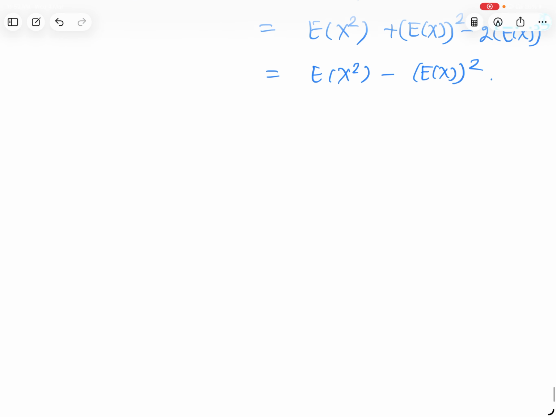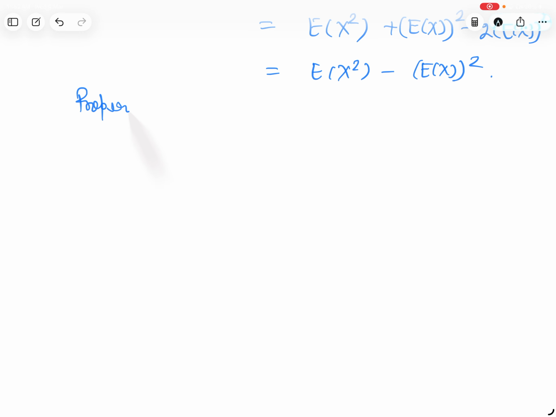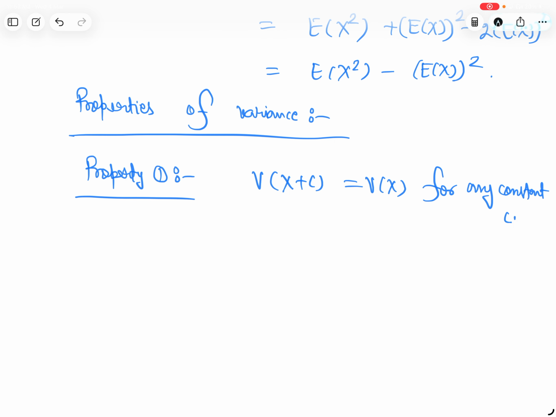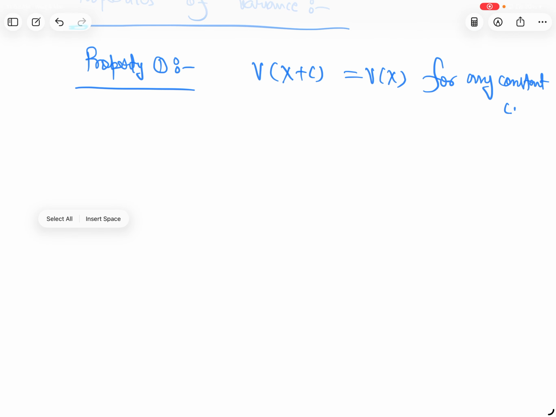Properties of variance. First property is, what is the first property? Variance of x plus c is equal to variance of x for any constant c. It means if you add a constant to a random variable and take the variance, it will not affect anything.